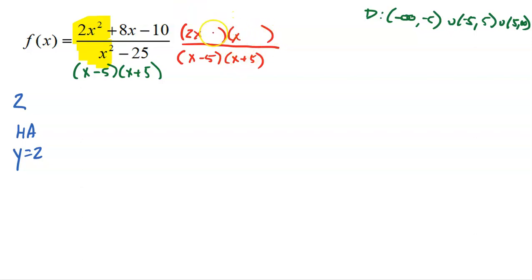Let's see. Let's try a 5 and a 2. That's going to get me a 10x on the outside and a 2x. Oh, that's going to do it. Make that a plus and this a minus right here.